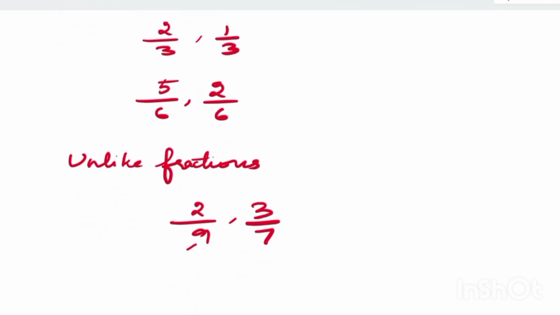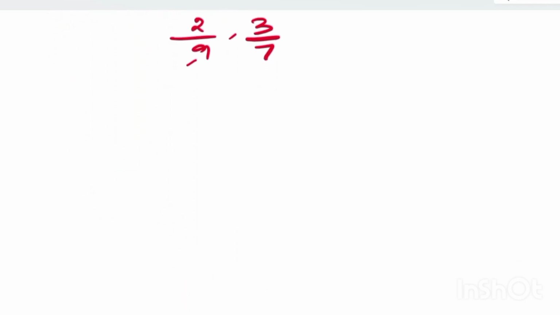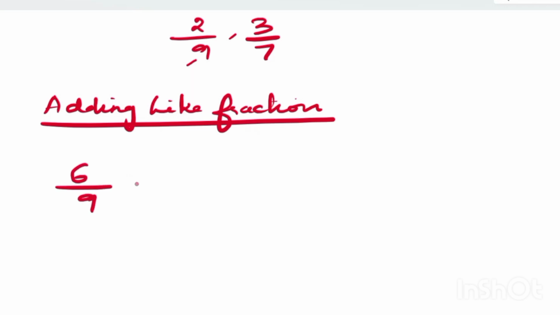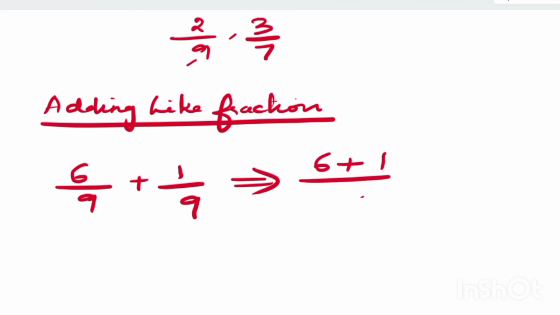So by knowing this concept, now we'll move into addition of fractions. First we'll see how we have to add like fractions, okay? So adding like fractions. In like fractions, the denominators are the same, as I already told. For example, 6 by 9 plus 1 by 9. Here the denominators are the same, so you can directly add the numerators. You don't have to do any further things. You can just write 6 plus 1 by 9. That is, keep the denominator common and just add the numerators. You will get 7 by 9.